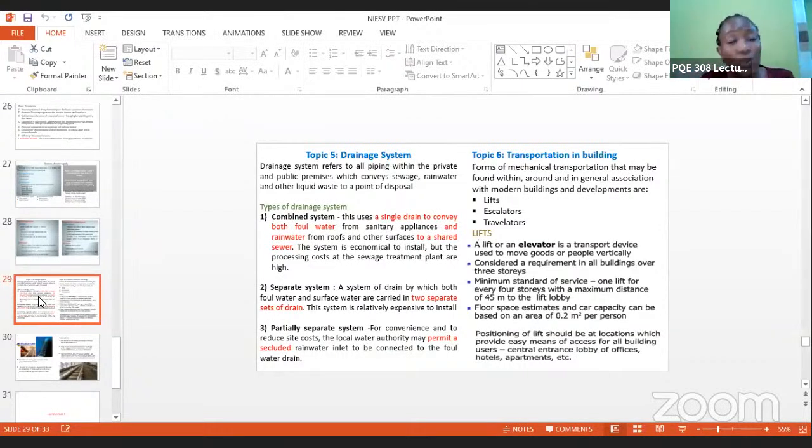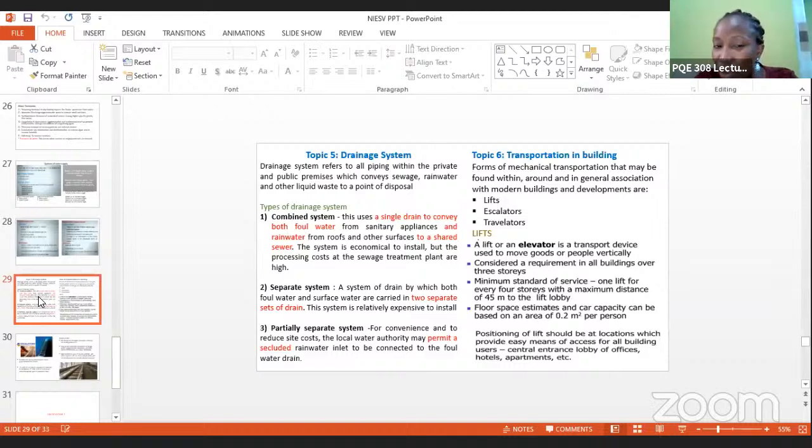It is not all this water that we tend to use. Now, we have different types of drainage system. We have combined system, separate system, partially separate. It is just as the name implies, and that is why I highlighted some words in red.